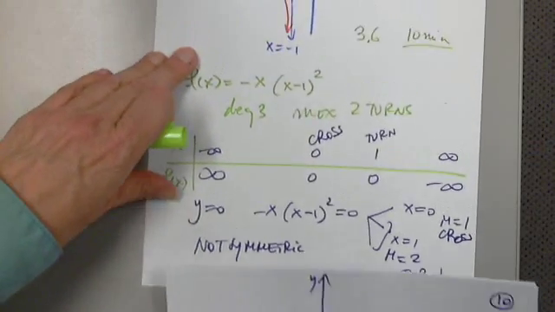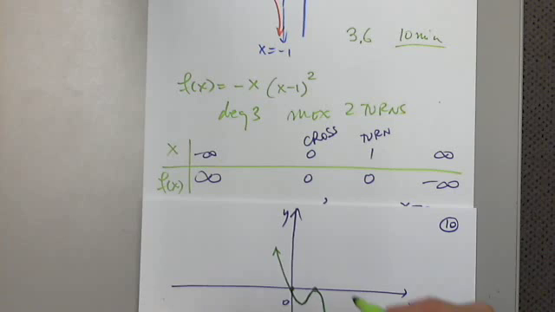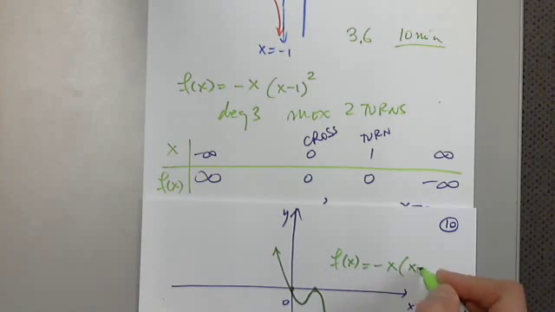Let's see if we can make sense of this. Here's what I see. It's coming from positive infinity. It's crossing at the origin, but it has to come back and turn because you will eventually turn at (1, 0) and go to negative infinity. From positive infinity, crossing, coming to a minimum, it has to come back and turn at (1, 0) and go to negative infinity. So this is f of x equals negative x times (x minus 1) squared.